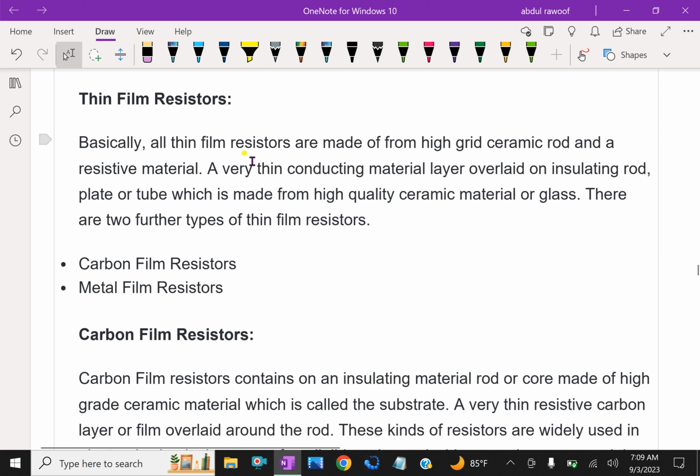The film resistors. Basically, all thin film resistors are made from a high-grade ceramic rod and a sensitive resistive material. A very thin conducting material layer is overlaid on an insulating rod, plate or tube, which is made from high-quality ceramic materials or glass. These are of two further types: carbon film resistors and metal film resistors.